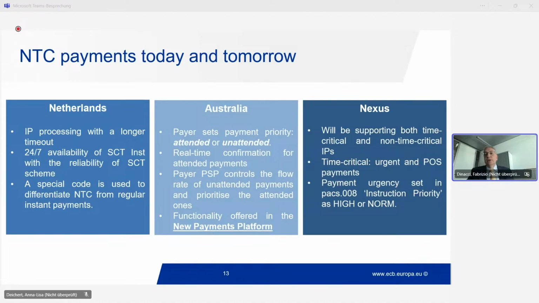And then we go to Nexus. As we said, Nexus will be supporting both time critical and non-time critical. Here it is done in a different way. Differently from Australia, in the Nexus world, we are not going to have necessarily that a payment needs to be attended or unattended to be classified as time critical or non-time critical. The urgency is set as a priority level in the pacs.008. So where the priority urgency is set as high, it will be, of course, time critical.